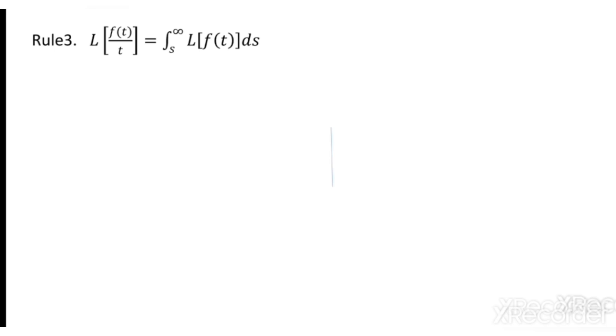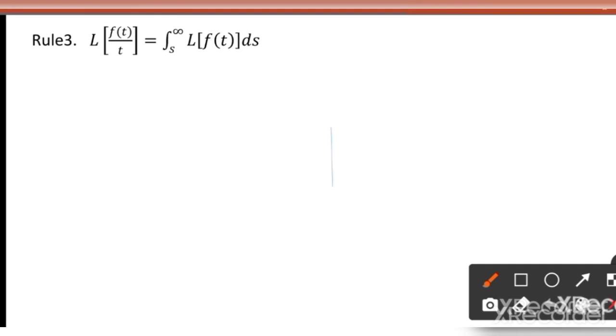So here the associated function in the numerator is f of t. So take the Laplace transform, which is anyhow a function of s. So integrate with respect to s, but remember this limit. The limit is s to infinity. So you have to integrate between the limits s to infinity.